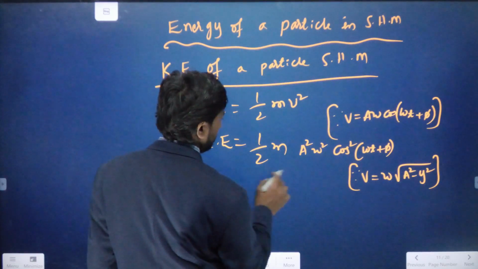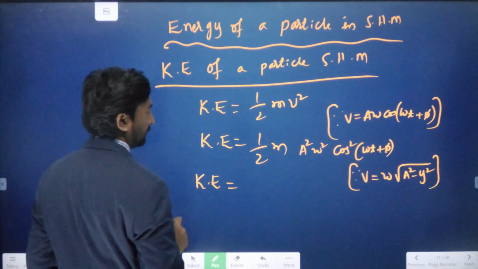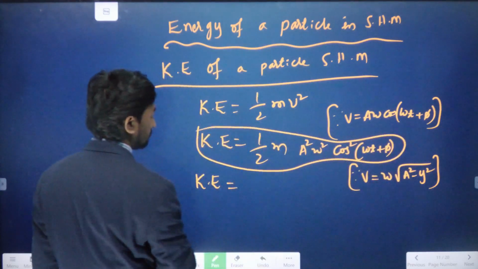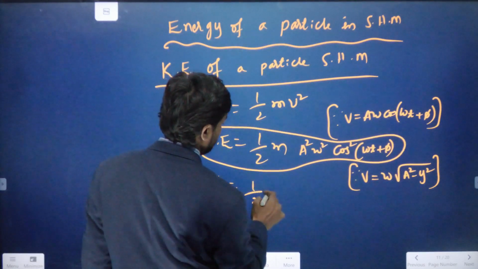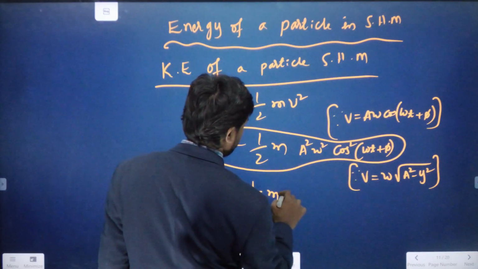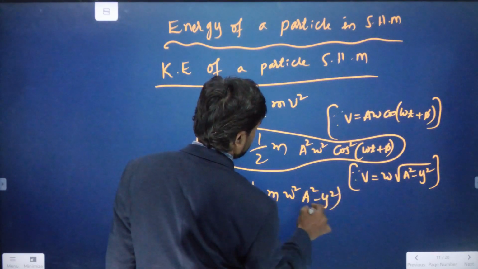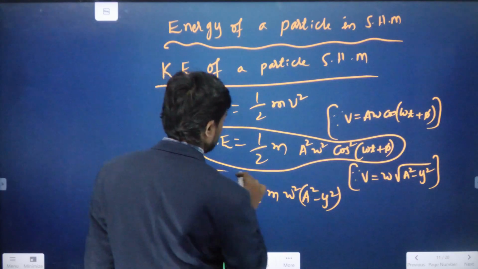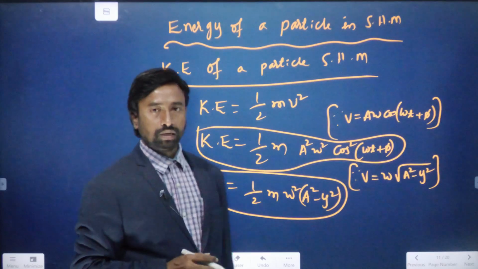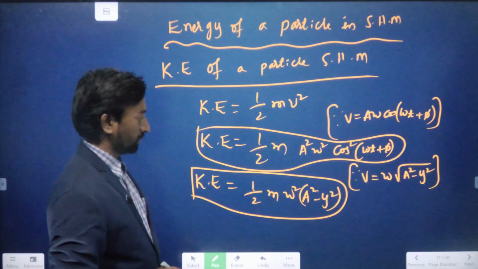This is in terms of displacement and amplitude. So this is the equation in terms of the cos function. Here we can write half into m into v square, and v square is nothing but omega square into a square minus y square. This is the expression for the kinetic energy of the particle which is in simple harmonic motion.